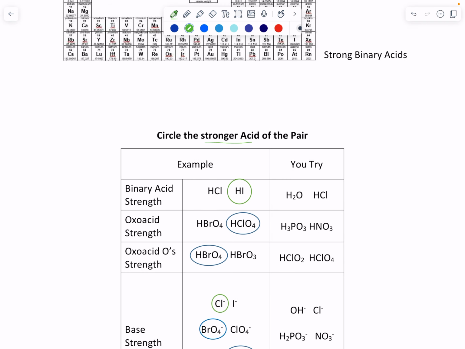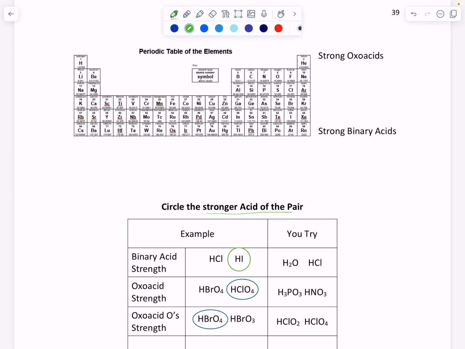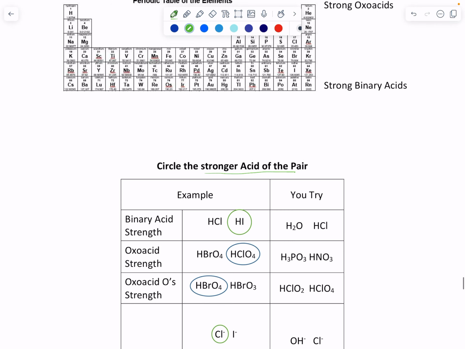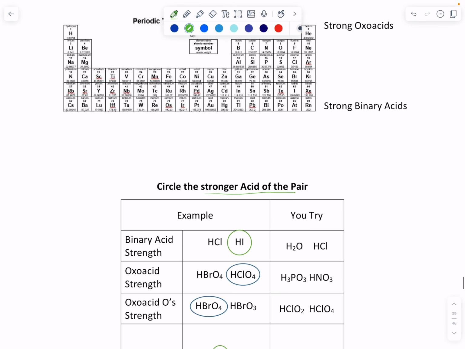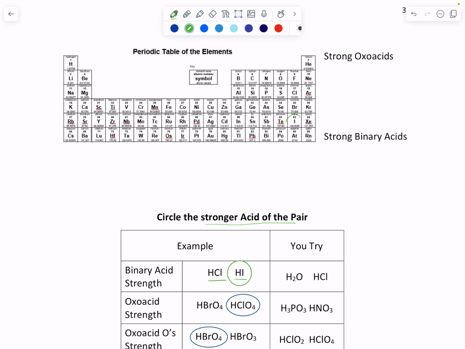So we're going to circle the stronger in each pair. We're going to look at binary acids, oxo acids, and then the oxygen, and then we'll compare it with the base strength. So the first thing is, between these two elements, which one is going to be the stronger acid? So here's I, and here's my Cl. Here's the trend for binary acids: the further one down, the better the acid. And so you can see that's why I've got this one circled right here, because this one is further down. This is the stronger acid of that set.